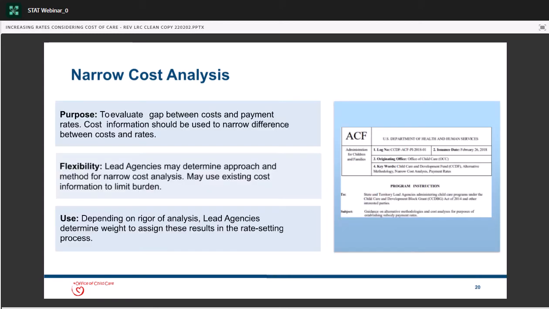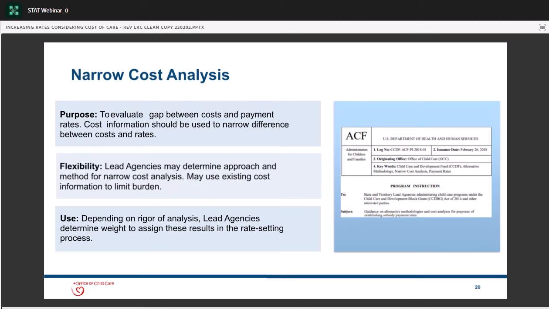Next slide. But fear not, lead agencies have a lot of flexibility in performing this analysis. When the requirement for a narrow cost analysis first came out, you may have heard this referred to as doing a back of an envelope analysis. We've evolved in our understanding and efforts, but one thing remains true. You can determine how rigorous an analysis you conduct and from what sources you pull data.